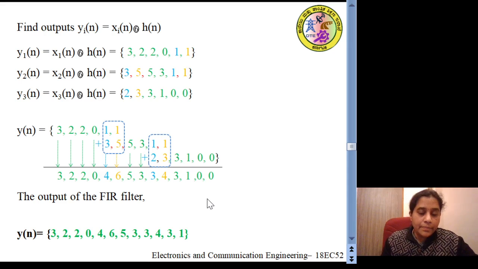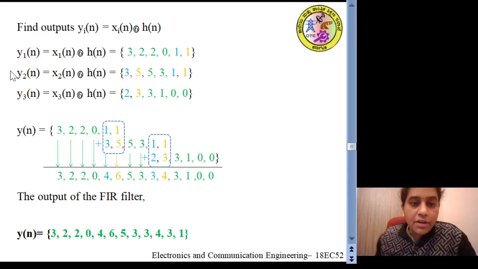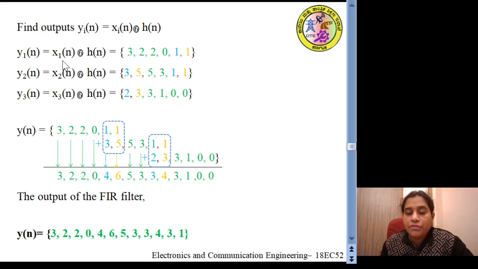Next we have to circularly convolve the blocks of input with the impulse response to obtain the blocks of output, that is yi of n. y1 of n can be obtained by 6-point circular convolution of x1 of n with h of n. We generate the square matrix of x1 of n and multiply it directly with the column matrix h of n. We obtain the samples of the first output block. So y1 of n is 3, 2, 2, 0, 1 and 1.